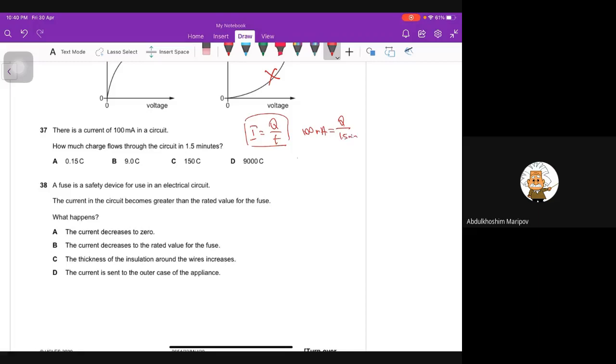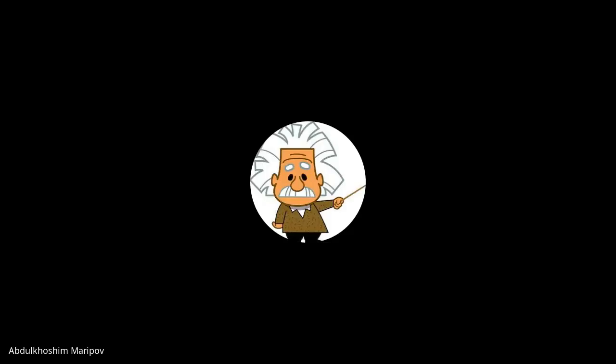It should be in seconds, right? So 100 times 10 to the power negative 3 ampere equals Q over 1.5 times 60. So Q would be 0.1 times 1.5 times 60, right? It would be 9 coulomb. 9 coulomb. All right. Yes, it's B.